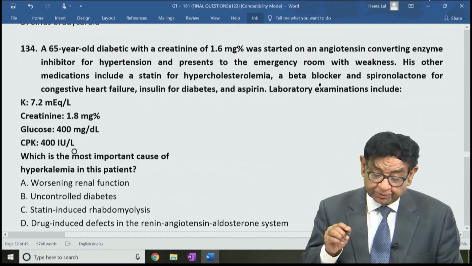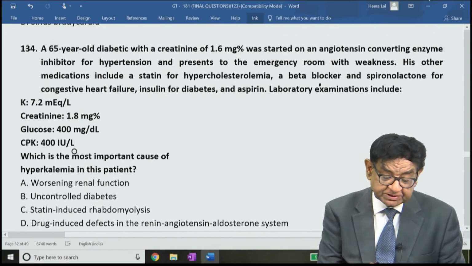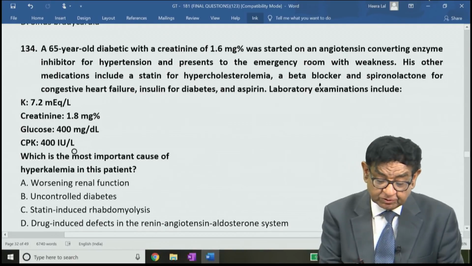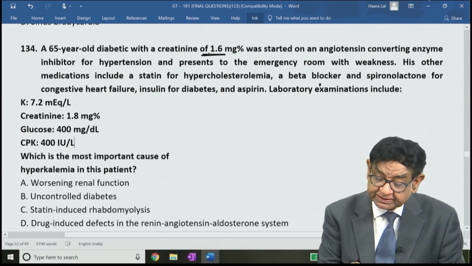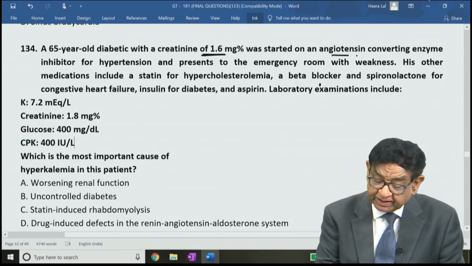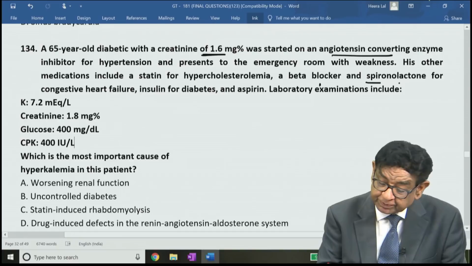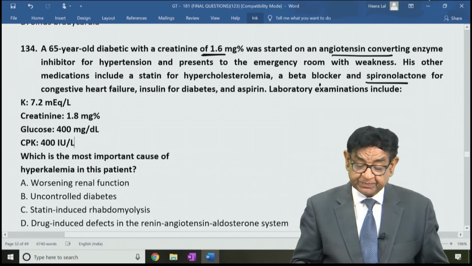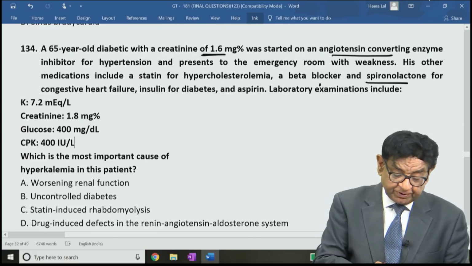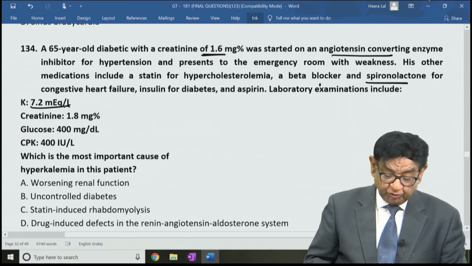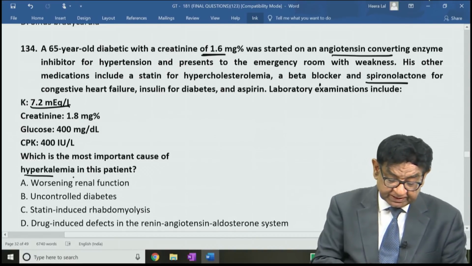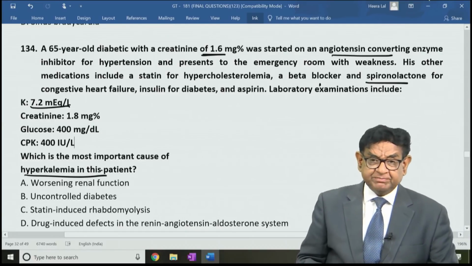Question 134. We have a 65-year-old diabetic person who already has a creatinine of 1.6 and he was started on ACEI and also spironolactone for congestive heart failure. And now the potassium is 7.2 milligrams per liter. What is the most likely cause of hyperkalemia in this case?